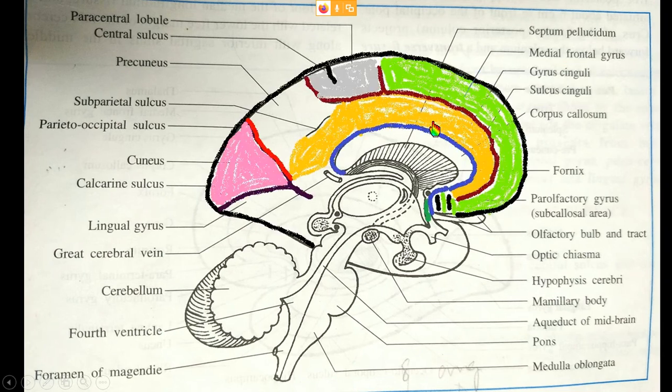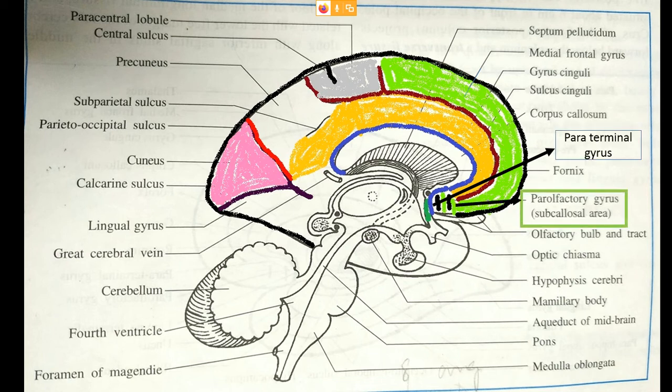Okay. In this image, I just want to show you clearly all the sulci and gyri. This brown color line is called the cingulate sulcus. Between the corpus callosum and the cingulate sulcus, this entire pale orange color structure is nothing but the cingulate gyrus. This area we have already discussed, that is the paraterminal gyrus. Then you can identify the para olfactory gyrus. And here again, this brown color line is the cingulate sulcus.